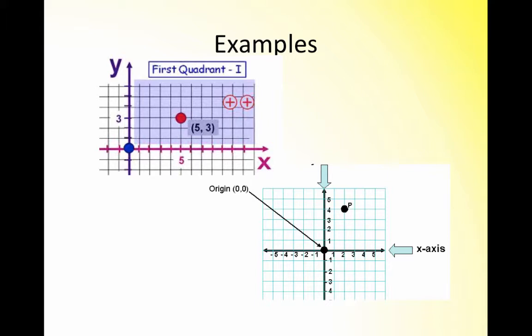We look at our second example, and it shows you we have a point P. Here we see that it is 2 over on the x-axis and 4 up on the y-axis. That would be the point 2, 4. And what they are also showing you there in the center is that we are starting from our origin, which is 0, 0. We always start from the origin.